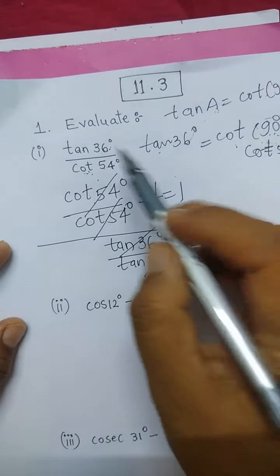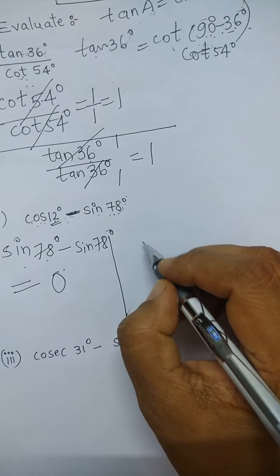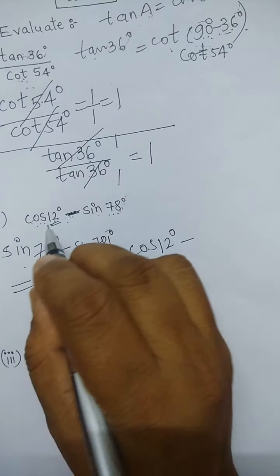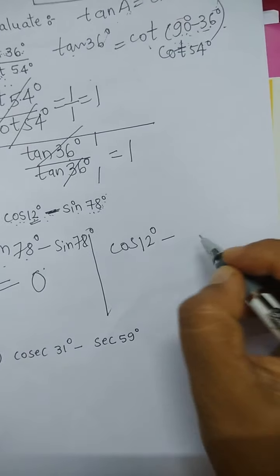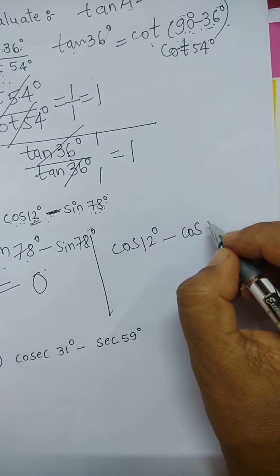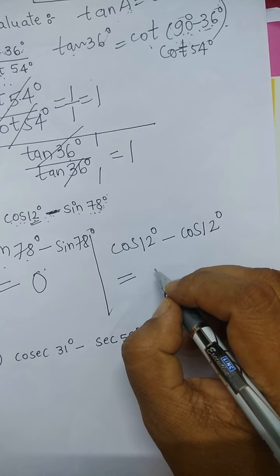Minus this you write as it is. Sine 78 degree minus sine 78 degree, 0. Very good. Okay. Now, if you want to transform sine into the complementary ratio, then cos 12 degree minus. First one you write as it is. Then sine's complementary ratio is cos, and 78's complementary angle will be 12 degree. So you will get cos 12 degree minus cos 12 degree, 0.